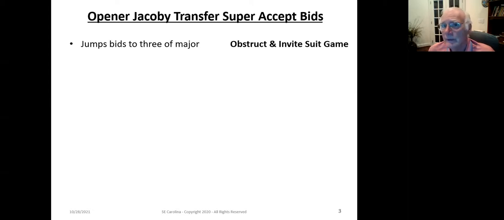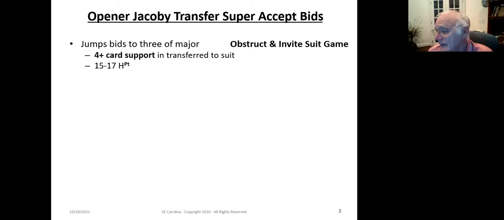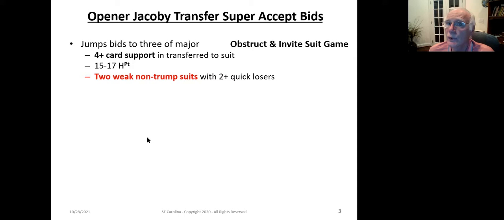Let's look at the structure of the bids that the opener can use to initiate the super accept. There are 3 categories of bids, and all of them have one thing in common: they must have 4+ card support in the transfer suit. The first category is when the opener jumps to 3 of the transfer-to suit. What this says is I've got 4+ cards of support in the suit that you're transferring to, I've got 15 to 17 points, and I've got 2 weak non-trump suits. What's a weak suit? One where you have 2 or more immediate losers.